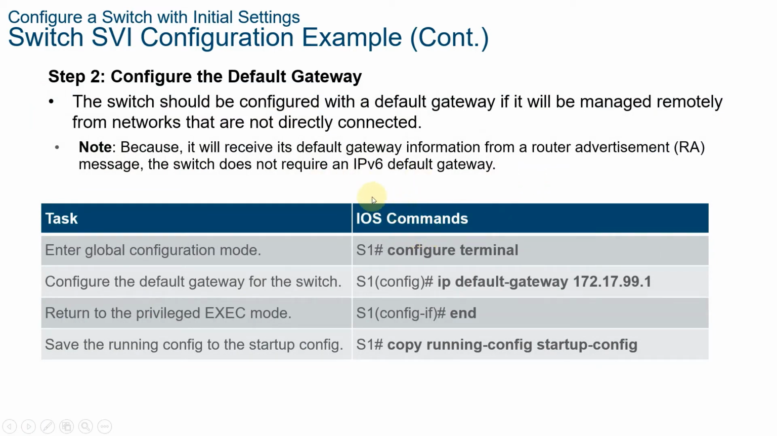Next, we need to configure the default gateway. The switch should be configured with the default gateway if it will be managed remotely from networks that are not directly connected to it. Because it will receive its default gateway information from a router advertisement, or RA message, the switch does not require an IPv6 default gateway. This can be configured with configure terminal, ip default-gateway 172.17.99.1, and then you save the configuration.